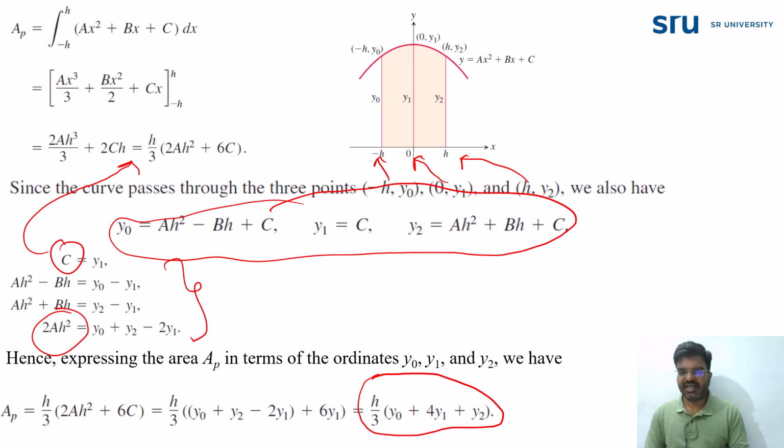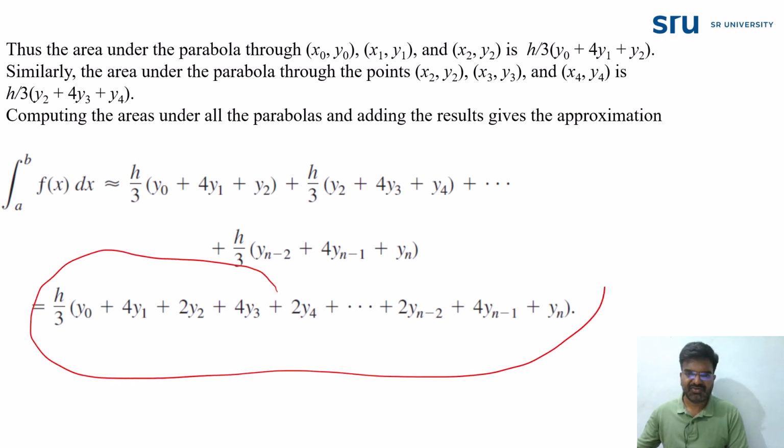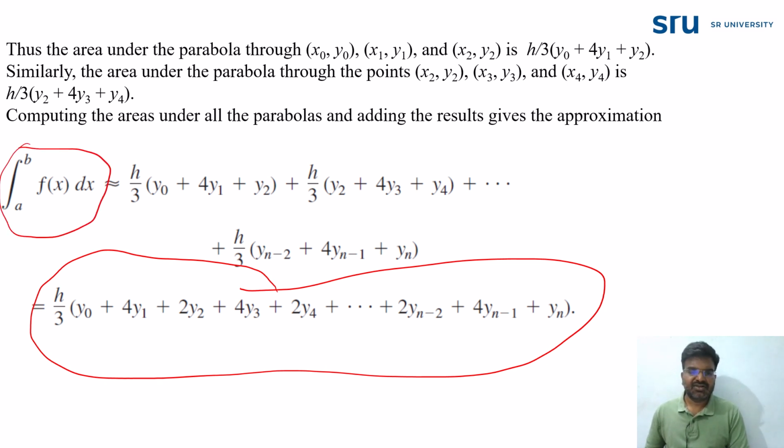Similarly, we can find the integration value for every two subintervals. Finally, we have to add all these integral values. When you add all these integral values, this is your final answer. So, for the integral of a to b f of x dx, instead of direct integration, for every two subintervals we are constructing one parabola. It means that part of the curve we are approximating with a parabola and we are integrating that parabola equation.